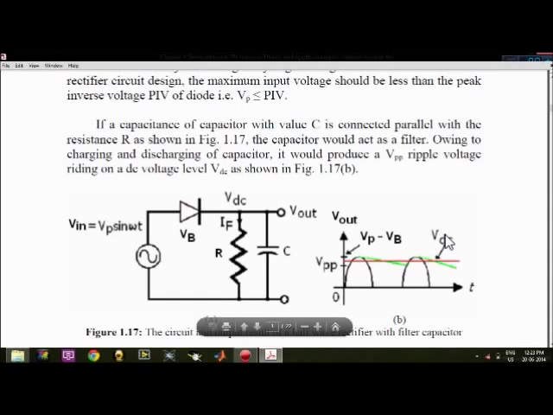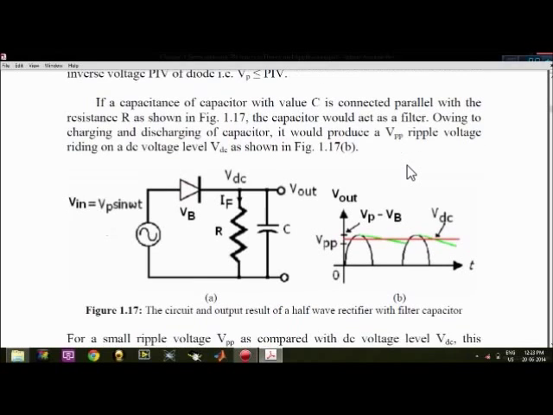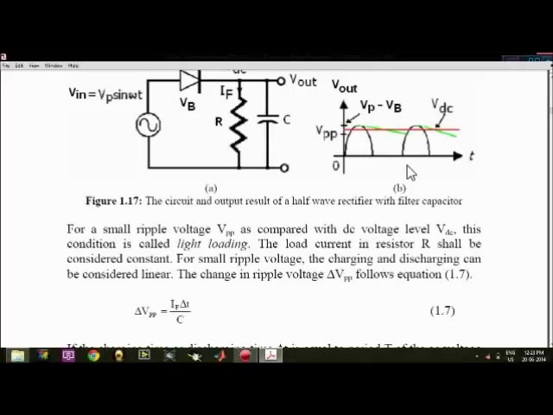The same half wave rectifier we will get, but there will be some clipping, or you can say the ripples have been removed. That will produce a VPP ripple voltage riding on the DC voltage. So this is the characteristic of adding a capacitor across it. For a small ripple voltage of VPP, as compared to the DC voltage level VDC, this condition is called light loading.